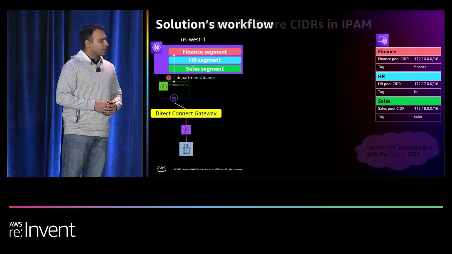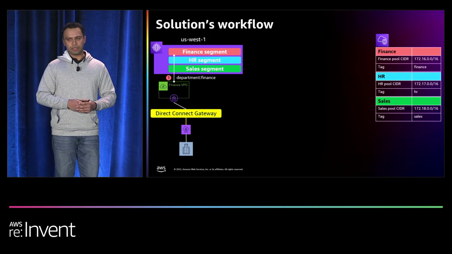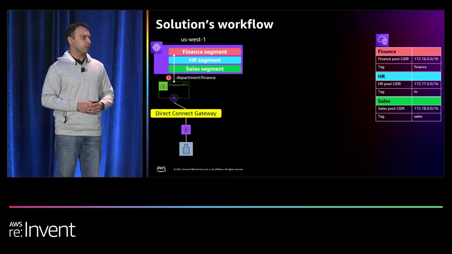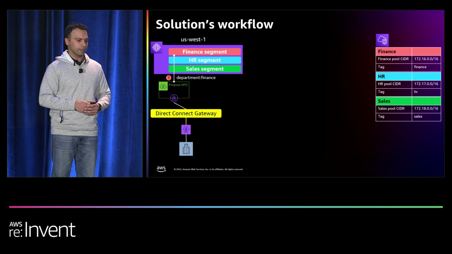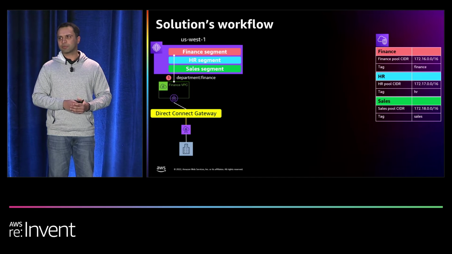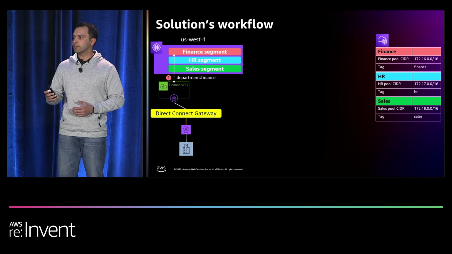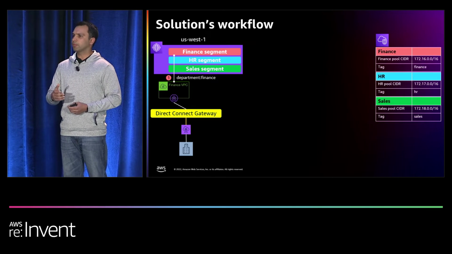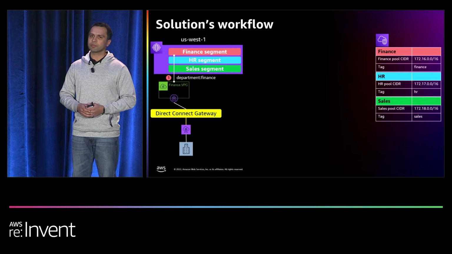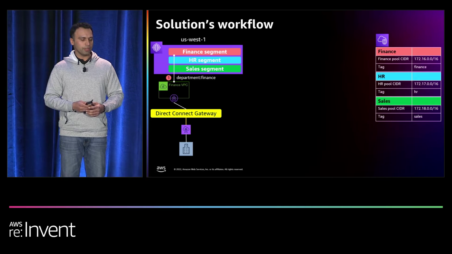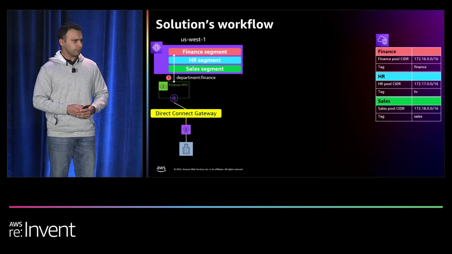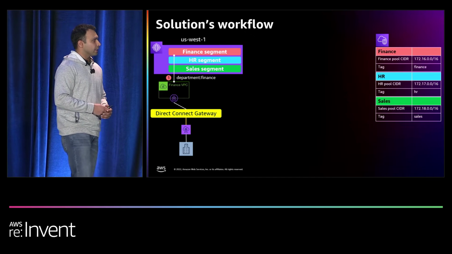So from a network admin's perspective, the sequence of events are, firstly, a VPC gets attached into the Cloud WAN core network or into a Cloud WAN segment. Now, this attachment must be tagged as well. So in this case, the attachment is tagged with a key-value pair. The key-value pair is department:department name. Since it's a finance VPC, the actual tag value here is going to be department:finance.